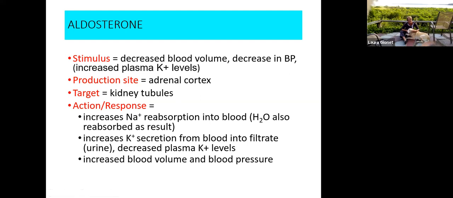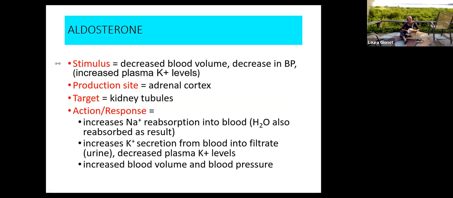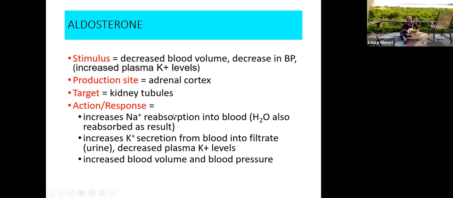Where sodium goes, chloride goes. So it draws water with it. And as a consequence of doing that, we secrete potassium into the filtrate, into the tubule, which is producing urine. And so we reabsorb sodium. We don't just reabsorb it, we actively pump it, I guess I should say.